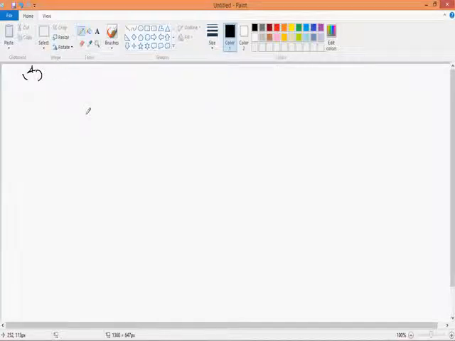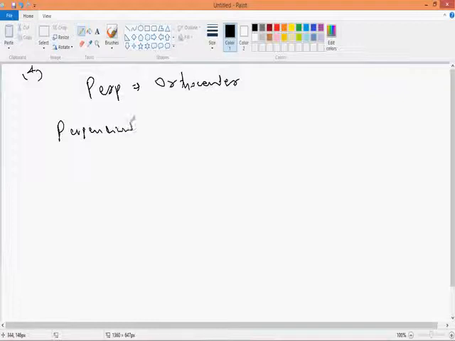Fourth question. It is a very easy one. It says the perpendiculars drawn from the vertices to the opposite sides of a triangle meet at a point whose name is what. Whenever perpendiculars are drawn, they are going to meet at the orthocenter. Whenever perpendicular bisectors are drawn, they are going to meet at the circumcenter. Whenever medians are drawn, they are going to meet at the centroid.